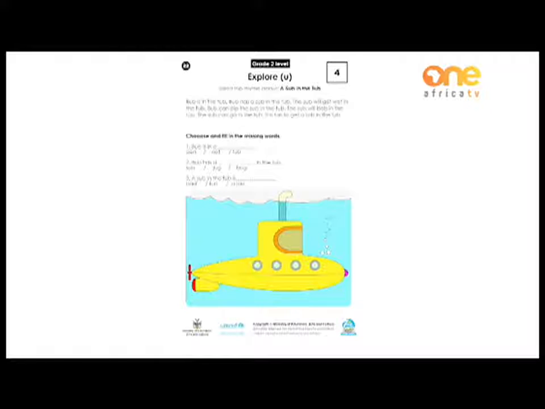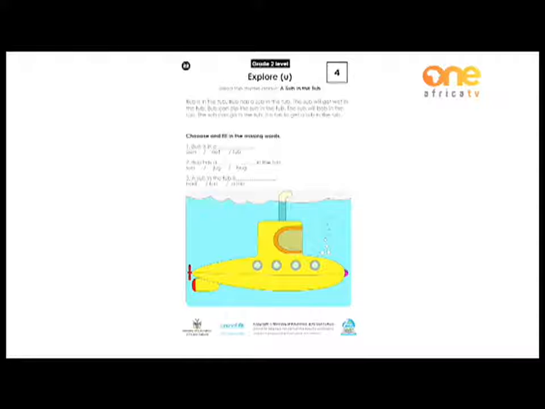Bob is in the tub. Bob has a sub in the tub. The sub will get wet in the tub. Bob can dip the sub in the tub. The tub will bob in the tub. The sub can go in the tub. It is fun to get a sub in the tub.